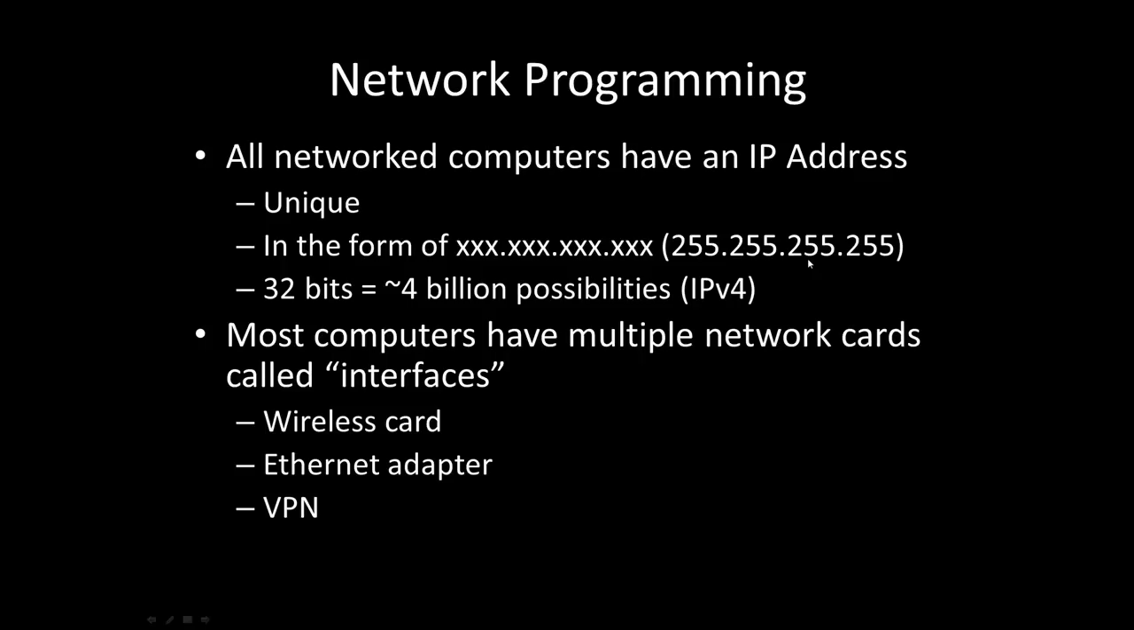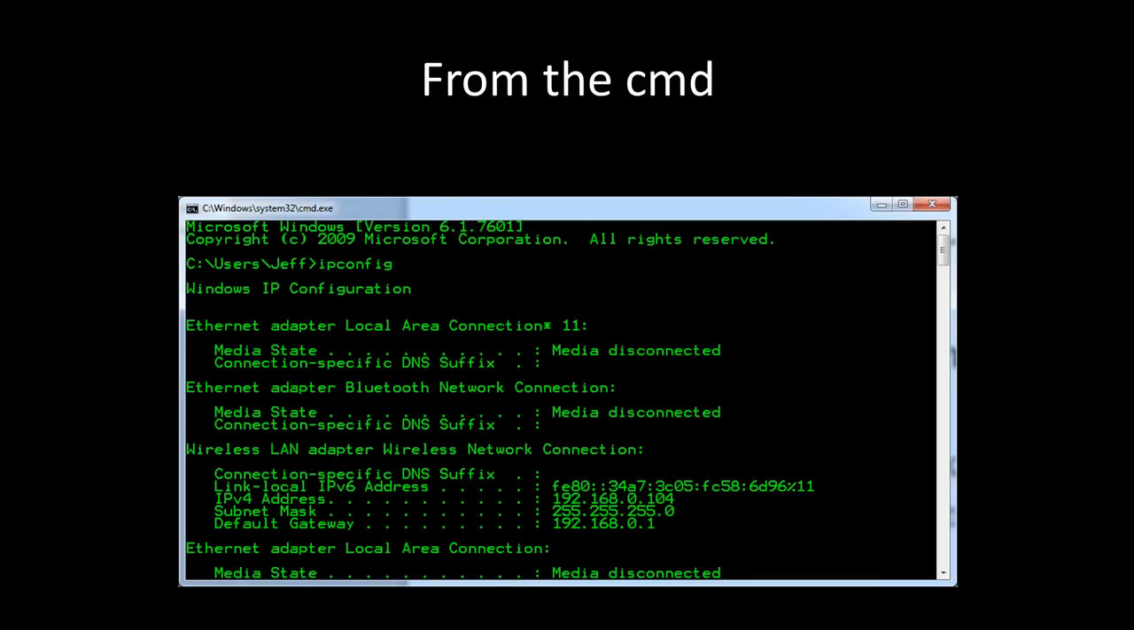Another thing that you need to realize is that for your computer to be able to communicate, it needs to have a network card. A lot of times these are called interfaces, and some examples might be your wireless card, your Ethernet adapter, or even a VPN connection. For you Windows users out there, you can click your Start button, and right above that you'll see a text field where you can type in CMD and hit Return. And when you do that, it'll pull up the command line.